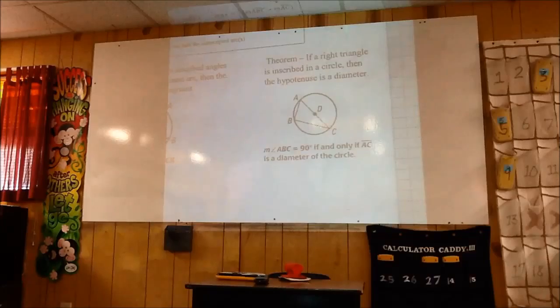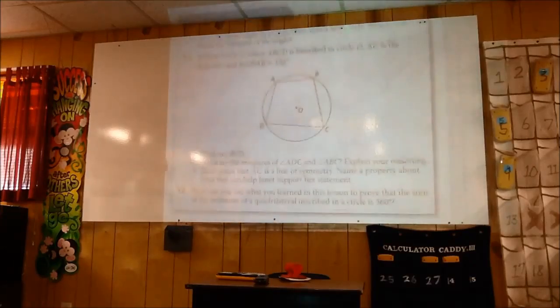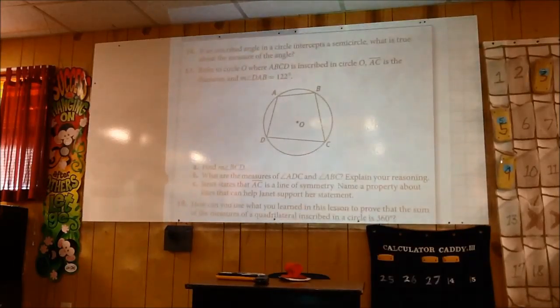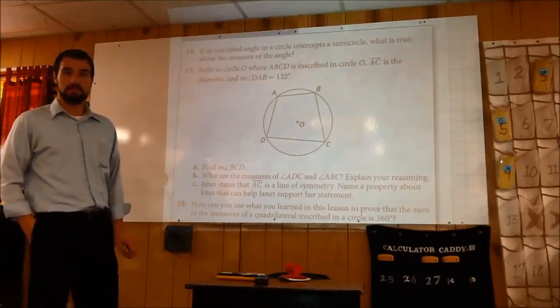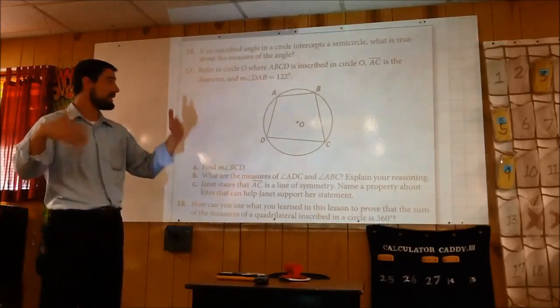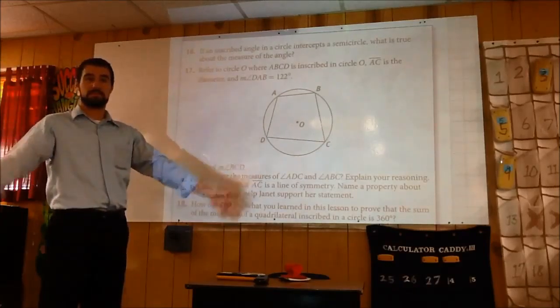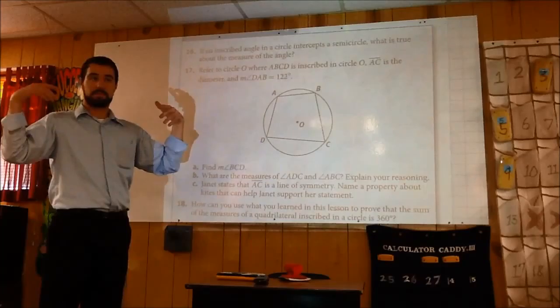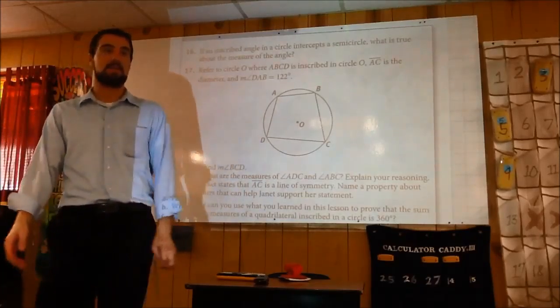All right. Sweet. Now let's go back to page 357, because I think that's going to answer some of y'all's questions. For instance, number 16. If an inscribed angle in a circle intercepts a semicircle, then what is true about the measure of the angle? Right, the measure is equal to 90 degrees, the angle is a right angle.